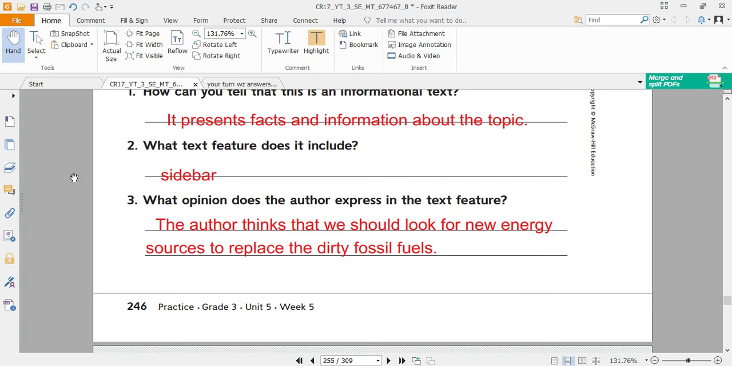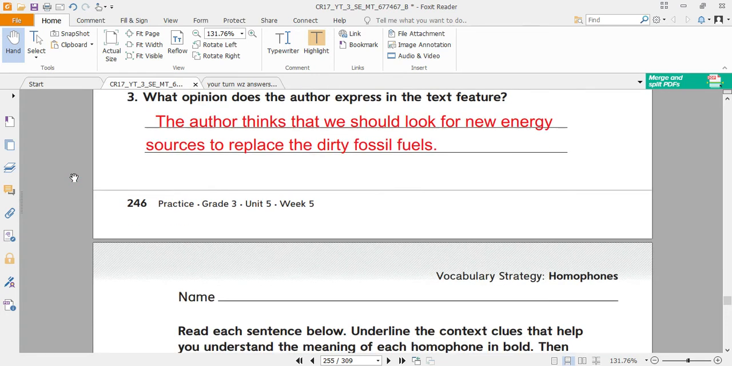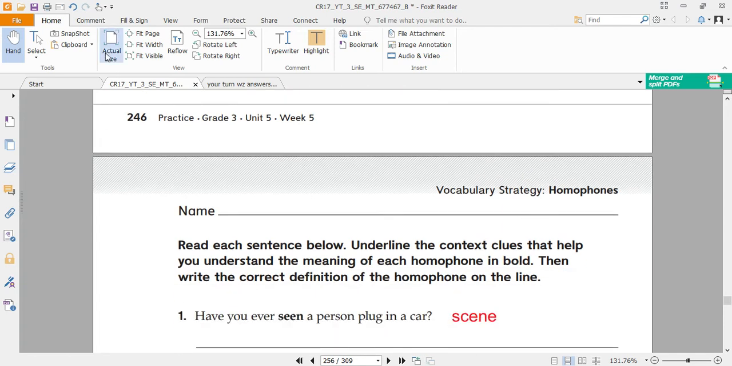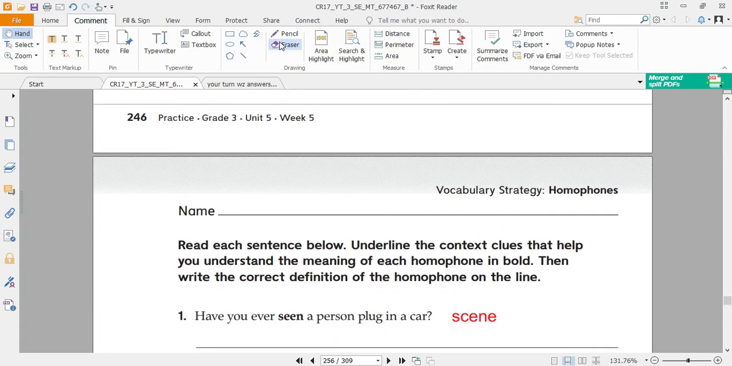Now it's time to go to a new practice, 246. Our practice now is about homophones. What are homophones? Grade 3. Homophones are words that typically have the same pronunciation, but the spelling and meaning are different.